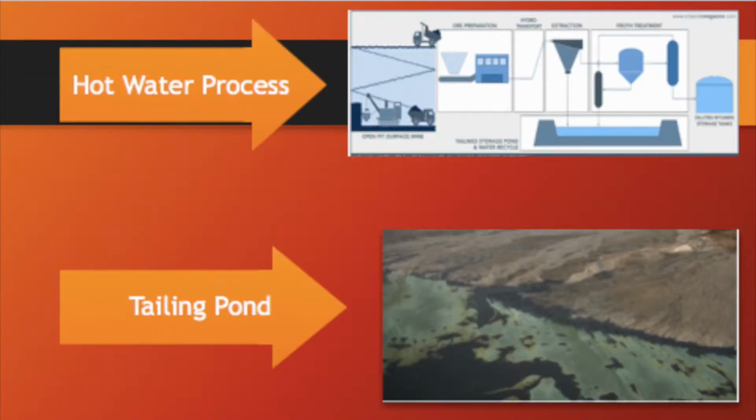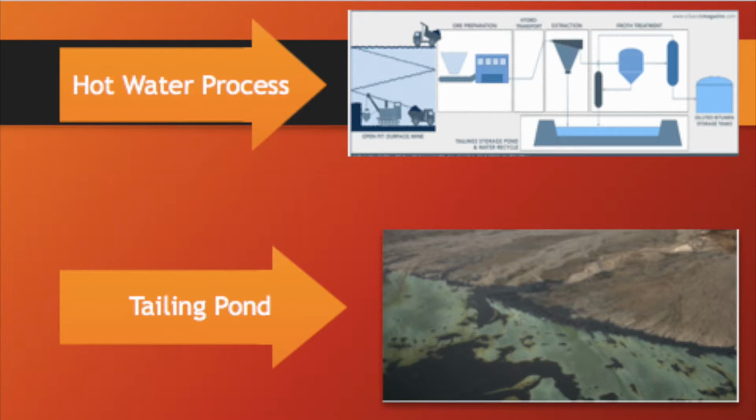So these two images go over the hot water process and the tailing ponds. So just a little brief review to what a tailing pond is. It is literally a body of water filled with toxins, and these ponds are specifically created through oil extractions.